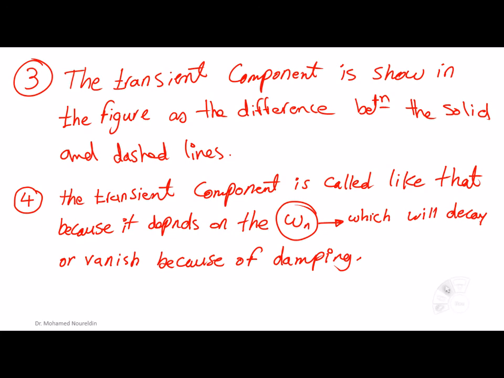You are going to tell me that, well, we are talking now about undamped systems, so there is nothing related to a damped system. Yes, that's true. But what we are studying today is a theoretical case. In the actual case, damping is always going to be there. So we call this component transient because the damping is going to make it vanish or decay. That's the reason for this name.